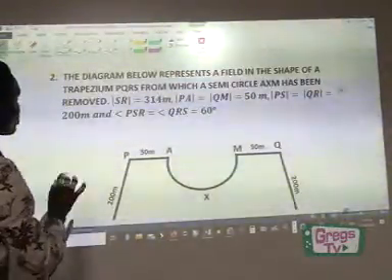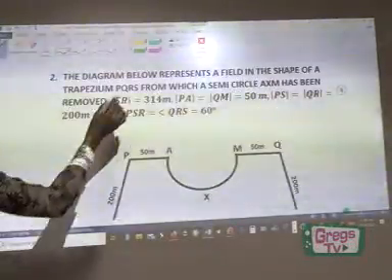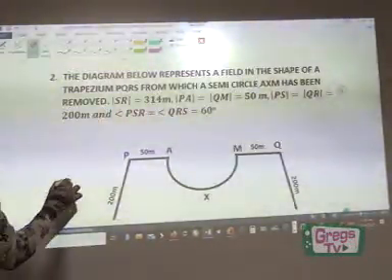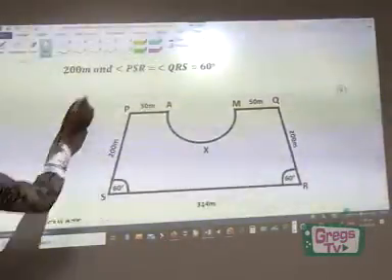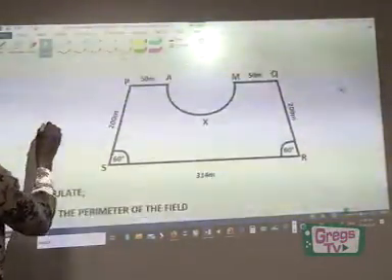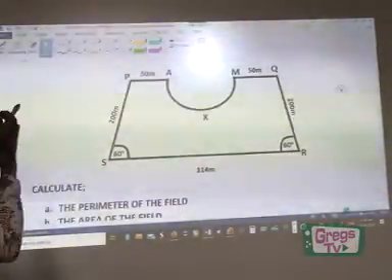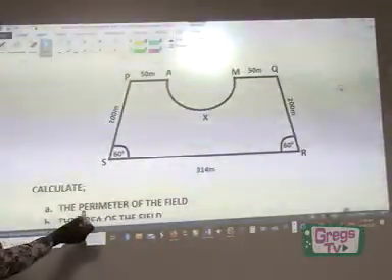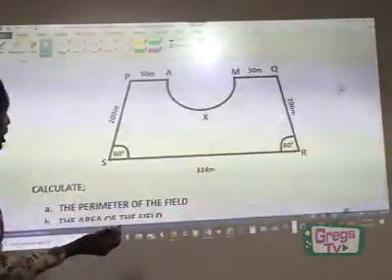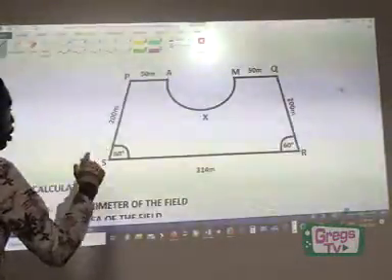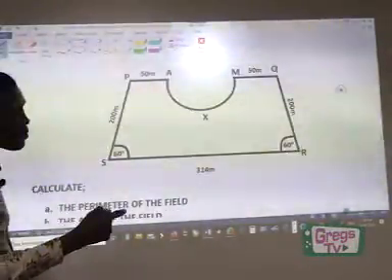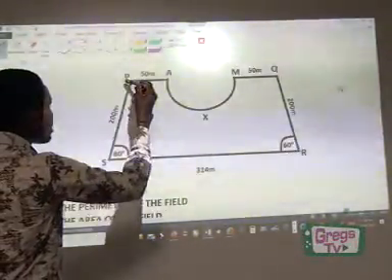In this second question, you have a diagram and the description is given up there. But this is what we are going to be doing. Everything given to you is in this diagram. First things first, to calculate the perimeter of this field, this is what I will do. Of course, perimeter simply means the sum of all sides. So let's see, 200 plus 50.